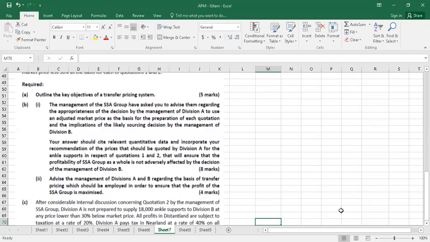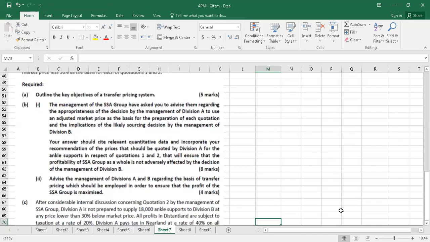Four marks are allotted. What can we write? From department A's point of view, we did mention what would be the appropriate price, whether 10.5 is appropriate for the first quotation. Yes, it is appropriate. For the second quotation, something else we have discussed. So present that in your point.